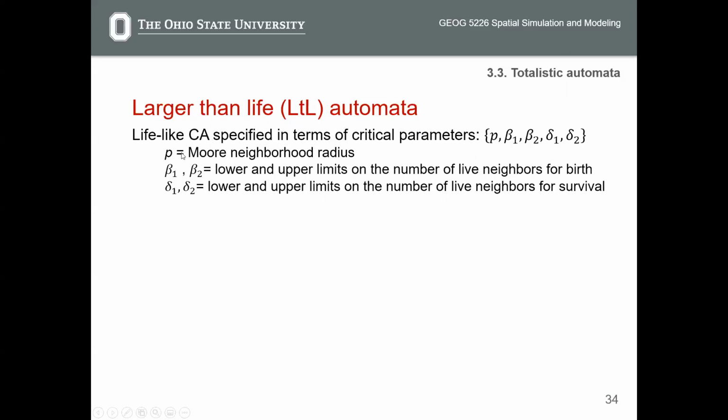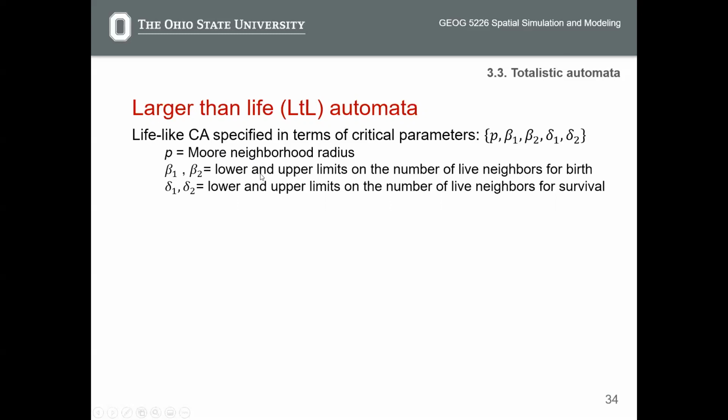And here, these critical parameters include P, beta 1, beta 2, delta 1, and delta 2. P is the Moore neighborhood radius. Usually we consider that in a Moore neighborhood, we have 8 neighbors. That is a Moore neighborhood with 1 as the radius. So if that's the case, P is equal to 1. If your life CA has a Moore neighborhood, of course it has a Moore neighborhood. That's one condition for a life CA, right? So usually P is equal to 1.